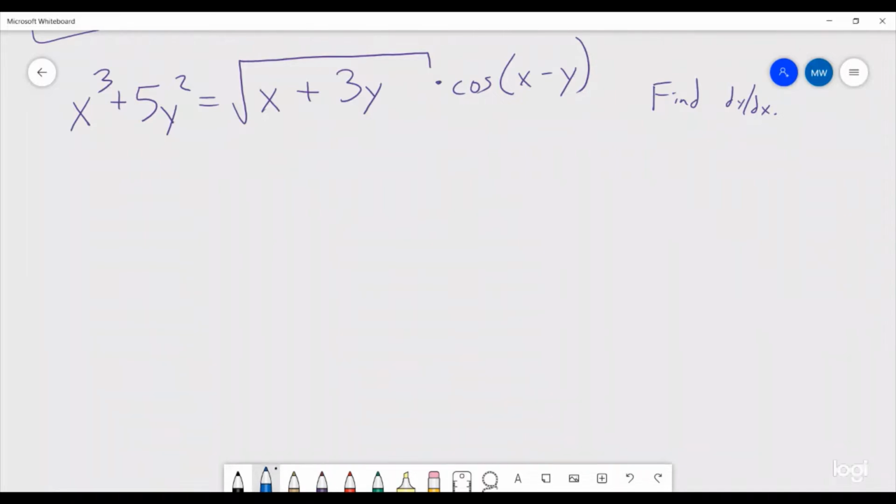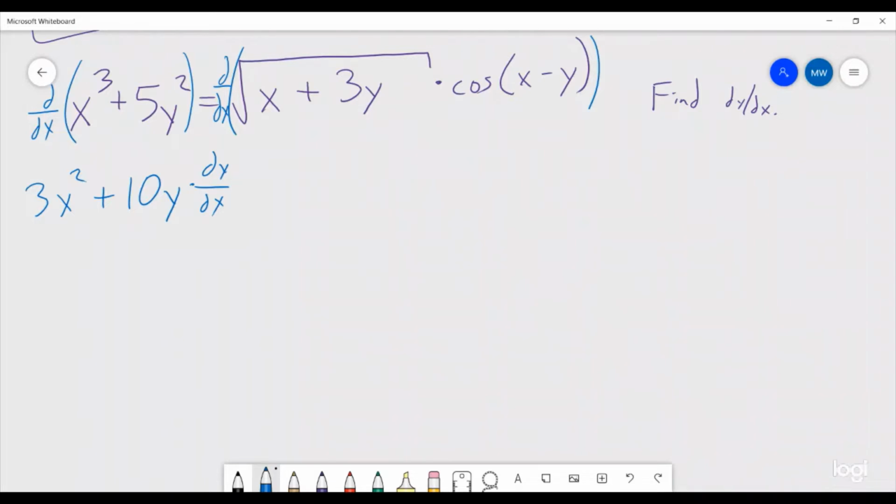Okay, so we're going to go through the same process we did last time, where we take the derivative of both sides with respect to x. So, derivative of the left-hand side. Well, derivative of x cubed, that's 3x squared. Derivative of 5y squared, that's 10y times dy/dx. And this is coming from the chain rule.